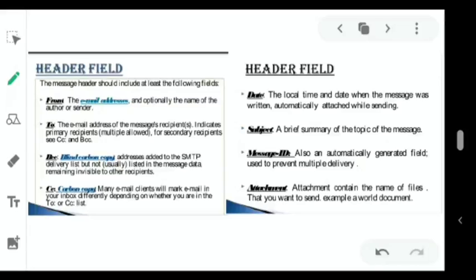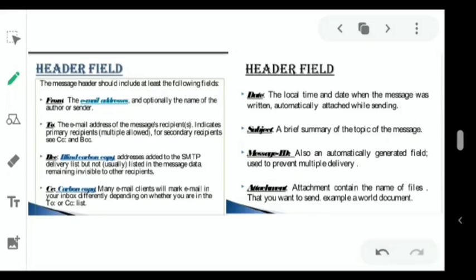This lists the message data remaining invisible to other recipients. So you are in the blind copy part, you are sending to many people, but those people aren't aware of the other people who are getting the mail. Okay, now it is CC, that is the carbon copy.